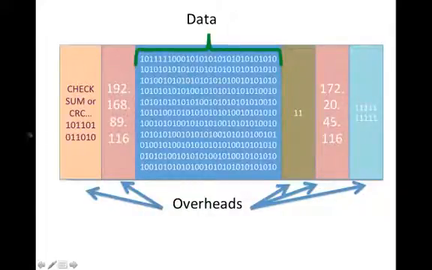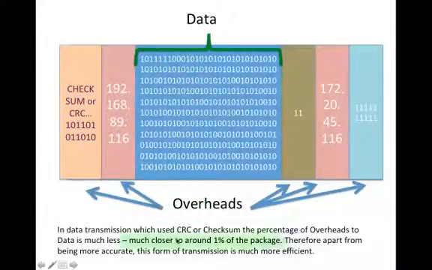However, because the data block itself is so big, it means that the data overheads are closer to around 1% of the entire package. That's heaps better than when parity checking is used, because in the transmission method that uses parity checking, we have 30% overheads. In this transmission method with these data blocks, we only have about 1% or even less data overheads.